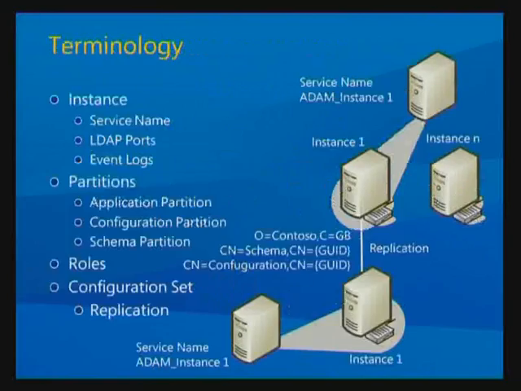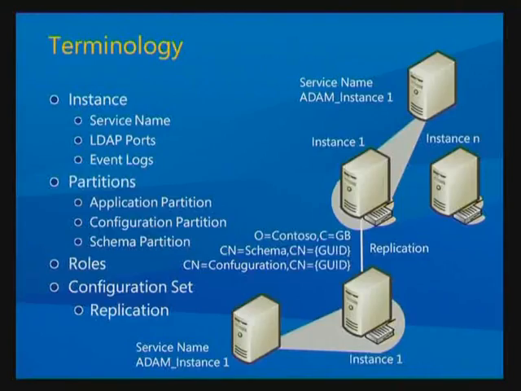So let's just go through some terminology for Active Directory Lightweight Directory Services. So the first thing to note is there's this concept of an instance, and we can run multiple instances on a single machine. So what that really means is that I can have, let's say, two instances. One instance can be listening on port 5000, another one on port 6000. They all have different service names. They don't interfere with one another. They both have separate schemas and separate configurations. So I can actually host, as I've got here, two different instances on the same server.